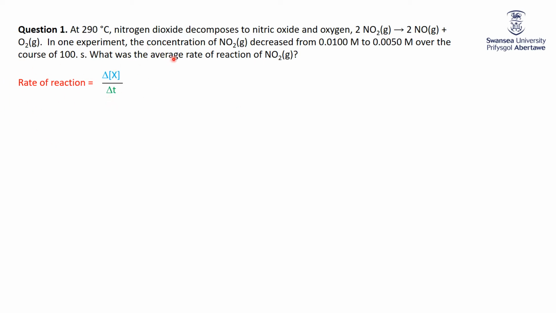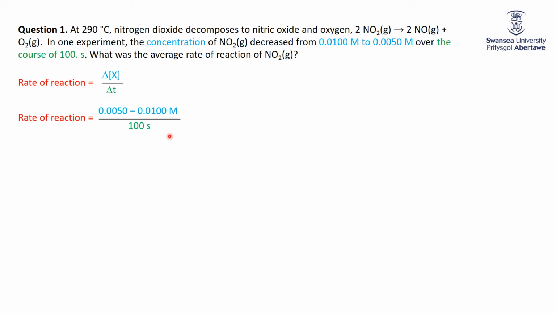Now, in this particular case, we're interested in the rate of reaction of NO2. What do we know about the NO2? Well, it decreased from 0.01 to 0.005 over 100 seconds. Okay, so let's color code that nicely. What's the change in the concentration of NO2? Well, it started at 0.01, it ended at 0.005. Any change is final minus initial. So 0.005 minus 0.01 happened over 100 seconds. That's the change in time.